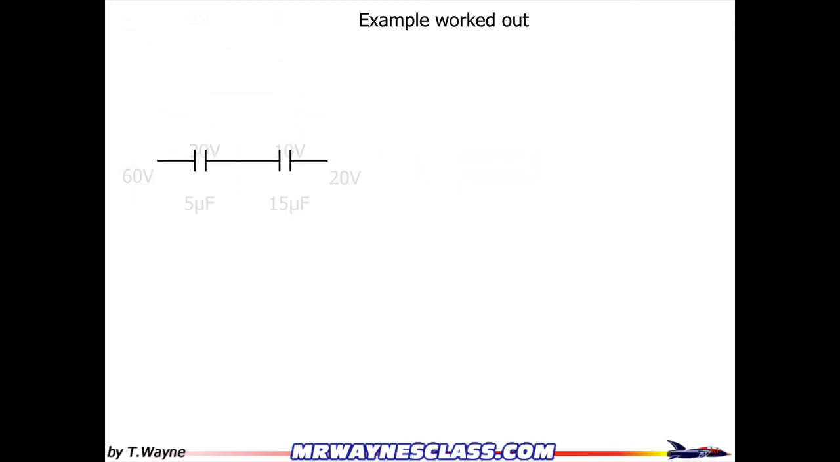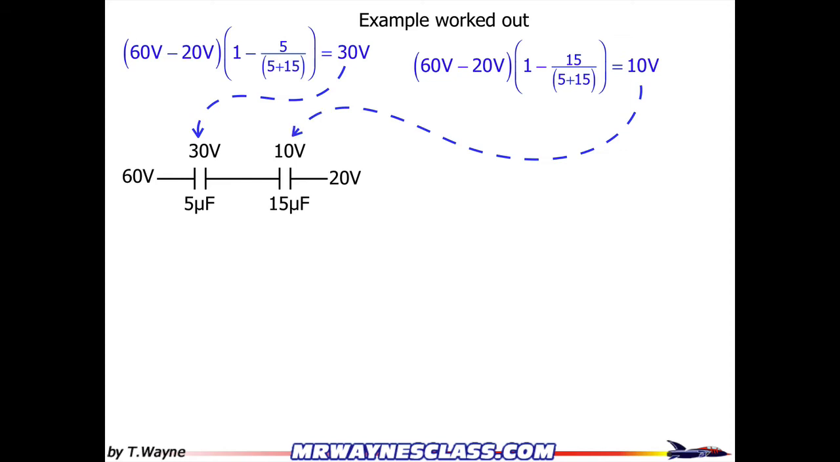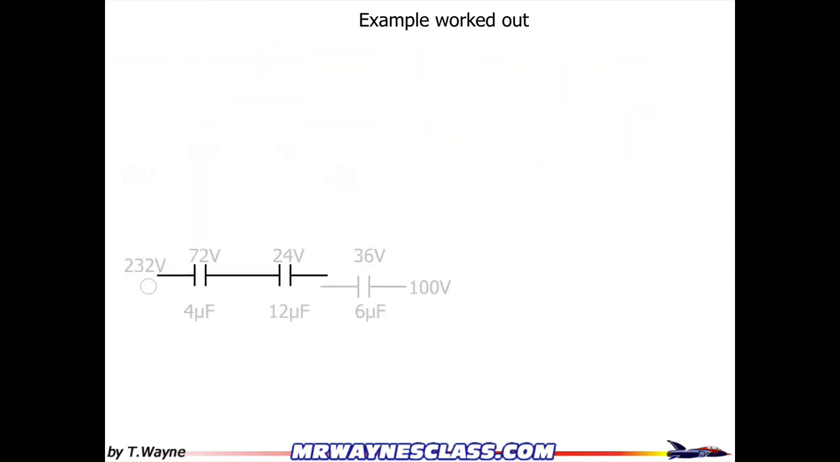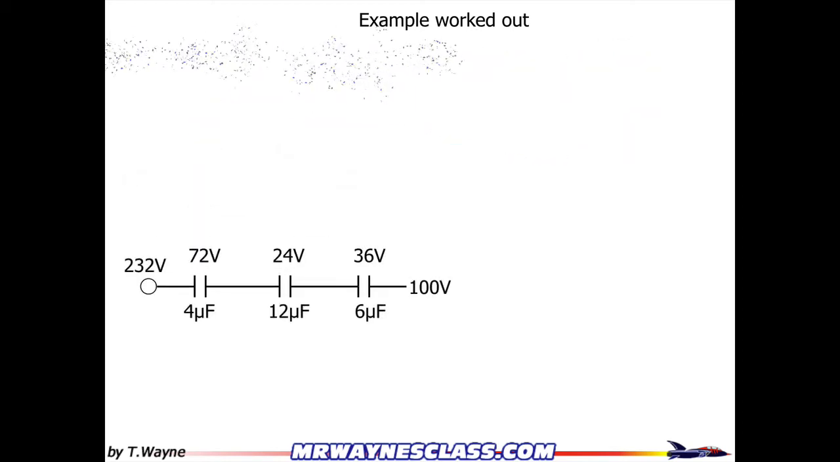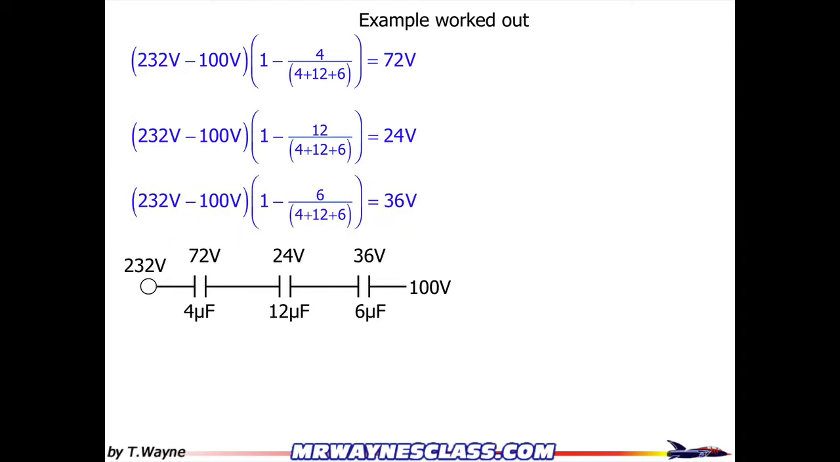Let's look at the middle one and see how that one sets up. It's the same idea. The difference in voltage is 40 volts. So for the first one, I've got 40 times 1 minus 5 divided by 5 plus 15, that's 30 volts. And for the next one, I've got 40 times 1 minus 15 divided by 5 plus 15, 10 volts. And the bottom circuit works the same way. So here's the math for the 4 microfarads, here's the math for the 12 microfarads, and here's the math for the 6 microfarads.